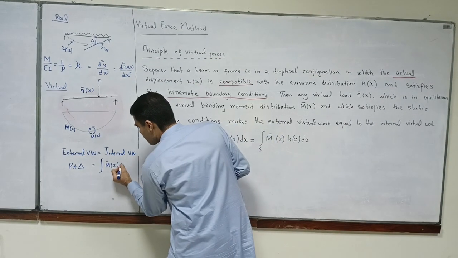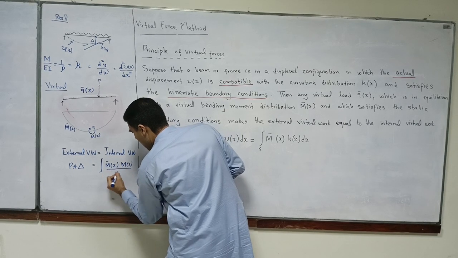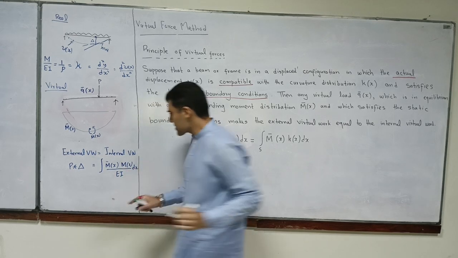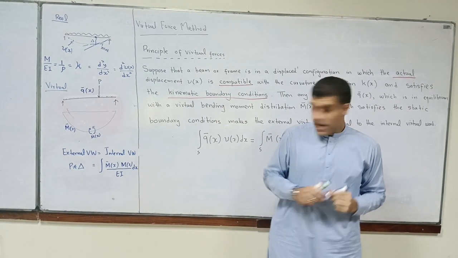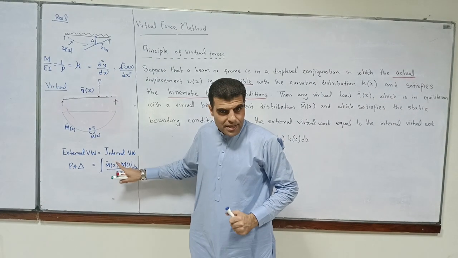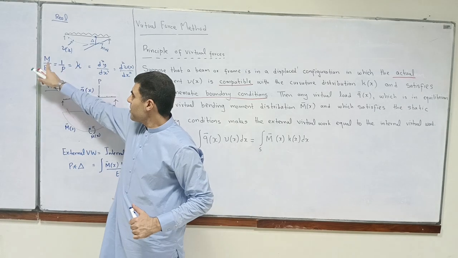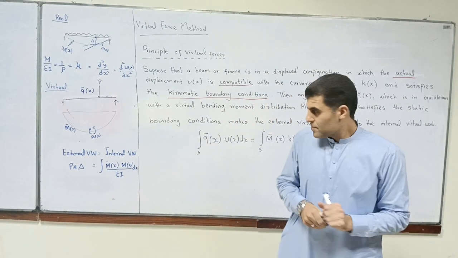So if I write M of x by EI dx, would I be wrong in saying that? This is virtual, this is real. This real is coming from the value of kappa, which is M over EI.